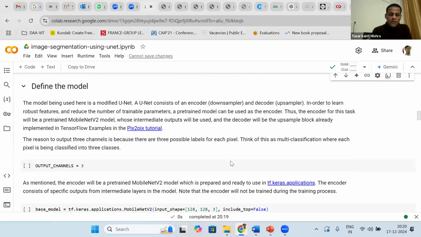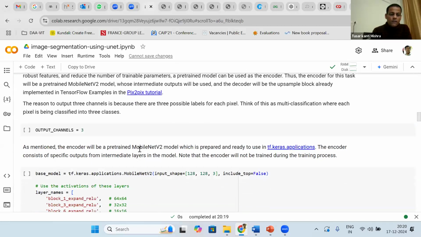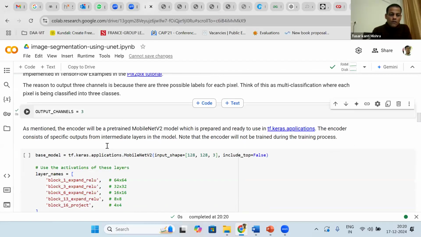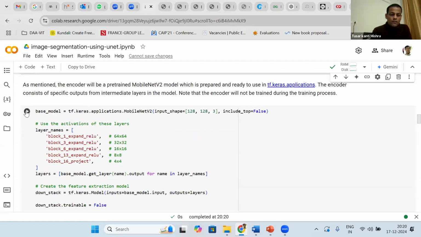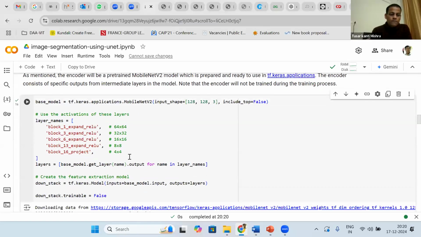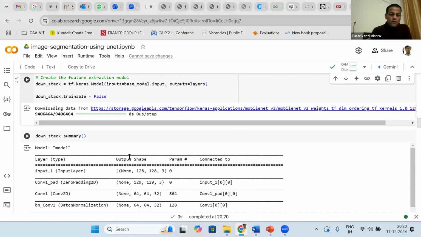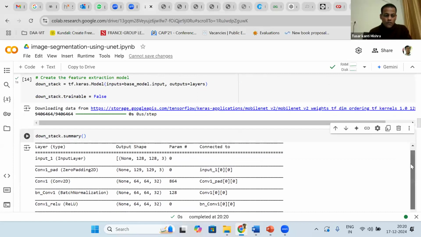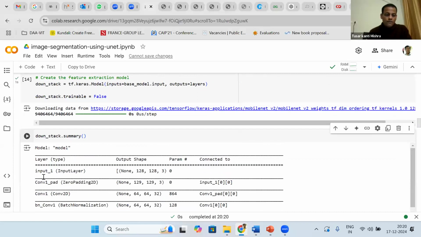Now we are going to define the UNET architecture, the model. We are setting output channels equal to 3. Now I'm running the base model. There are blocks 1, 3, 6, 13 and 16 where the sizes are kept at 64 cross 64, 32 cross 32, going down to 4 cross 4. It's done. We can see all the details of all the layers.